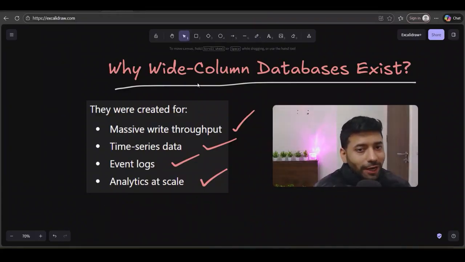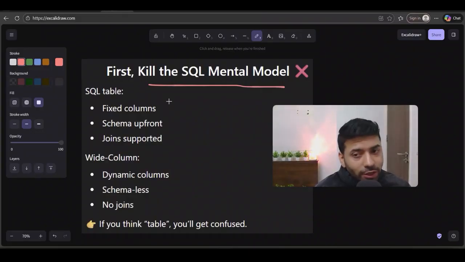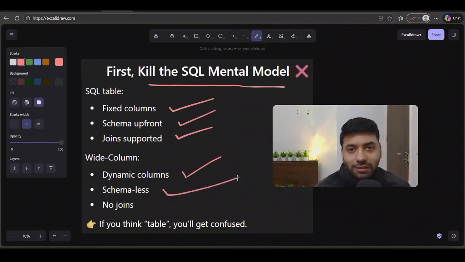All right, now because we said in wide column database we have the row keys and the columns, you might confuse it with SQL. So let's try to understand how wide column database is different from SQL. First, what we need to do is kill the SQL mental model. In an SQL table, we used to have fixed columns, the schema was fixed and joins are supported, correct? But when we talk about wide column database, we have dynamic columns and it is schema-less. So schema is not fixed and there are no joins.